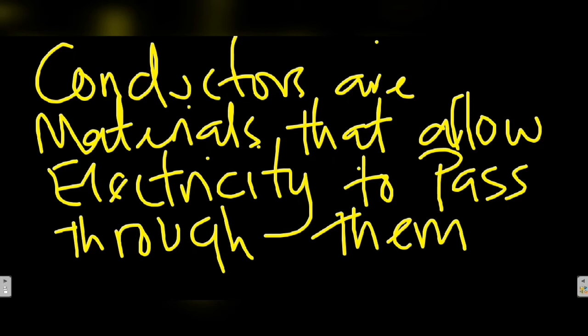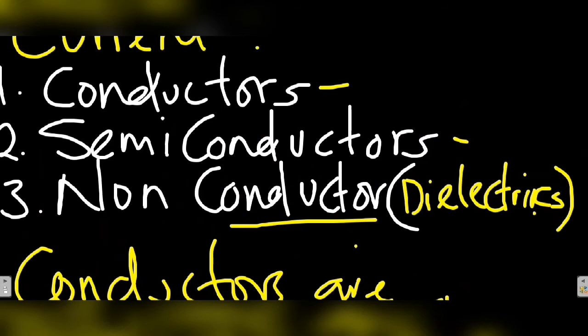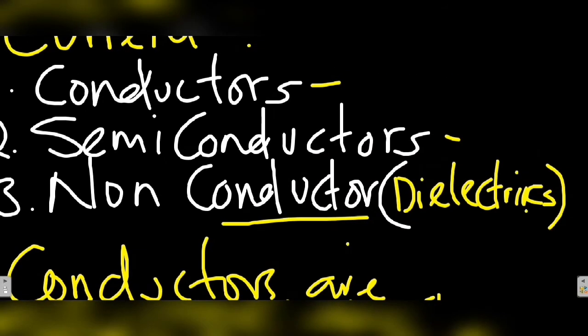Okay, so now other than conductors, we have got semiconductors. Semiconductors behave like conductors and at the same time like non-conductors. So you know that if conductors are materials that allow electricity to pass through them, then non-conductors, which is what I've written here, are materials that do not allow electricity to pass through them. And the ones which are found in between these two, the conductors and the non-conductors, are semiconductors.